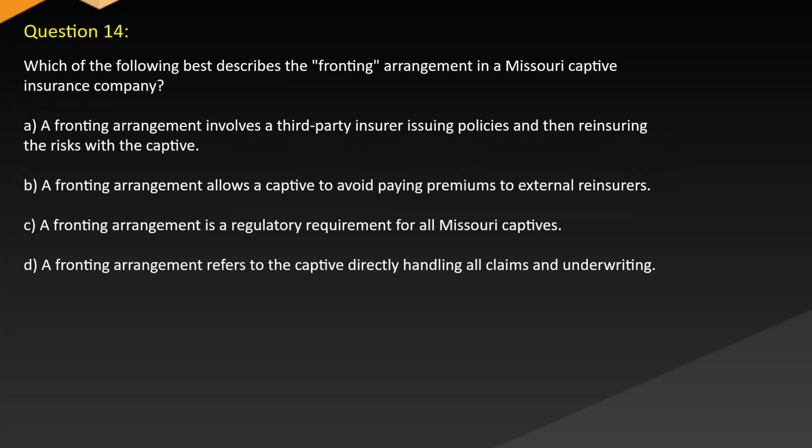Question 14. Which of the following best describes the fronting arrangement in a Missouri captive insurance company? A. A fronting arrangement involves a third-party insurer issuing policies and then reinsuring the risks with the captive. B. A fronting arrangement allows a captive to avoid paying premiums to external reinsurers. C. A fronting arrangement is a regulatory requirement for all Missouri captives. D. A fronting arrangement refers to the captive directly handling all claims and underwriting.